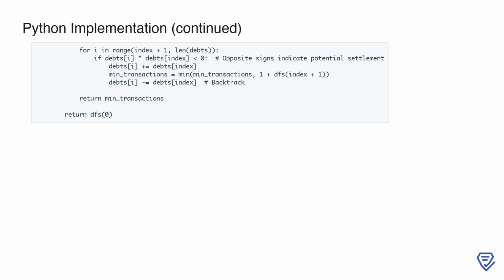If so, we adjust the subsequent debt by adding the current debt to it, effectively simulating a transaction that settles part of the debt. We then recursively call the DFS function for the next index, and update min_transactions to reflect the minimum transactions required. After this recursive step, we backtrack by undoing the adjustment to ensure the original state of debts is preserved for other possibilities. Once all options have been explored, the function returns the minimum number of transactions needed to settle all debts. Finally, the min_transfers method returns the result of calling DFS starting from the first index.